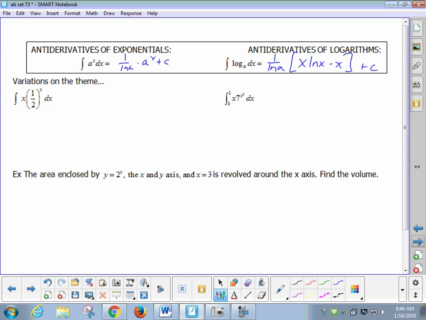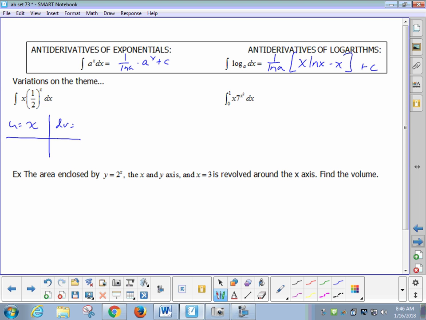U sub, ultraviolet voodoo? What do you want to do here? One is not the derivative of the other, so let's use ultraviolet voodoo, u and dv. Again, that LIPET idea. Log, there's no log. Inverse trig, there's no inverse trig. P stands for polynomial. Is there a polynomial? Yes, x is a polynomial.